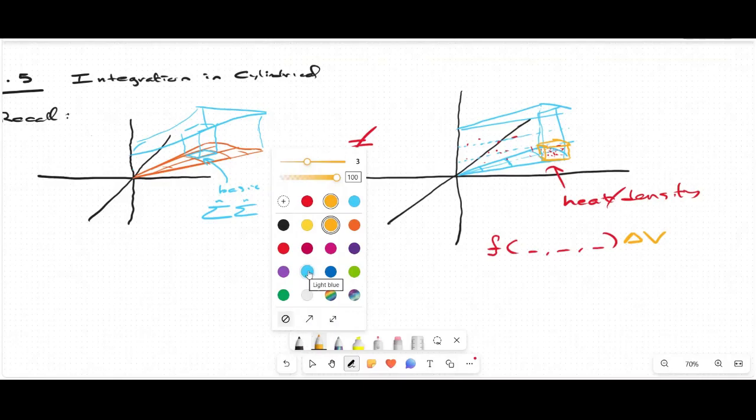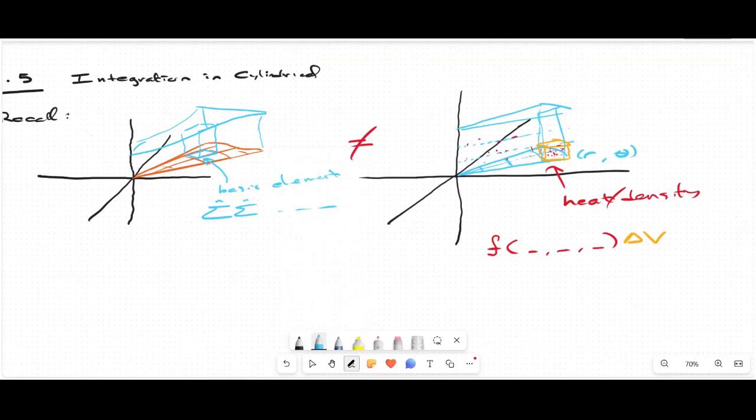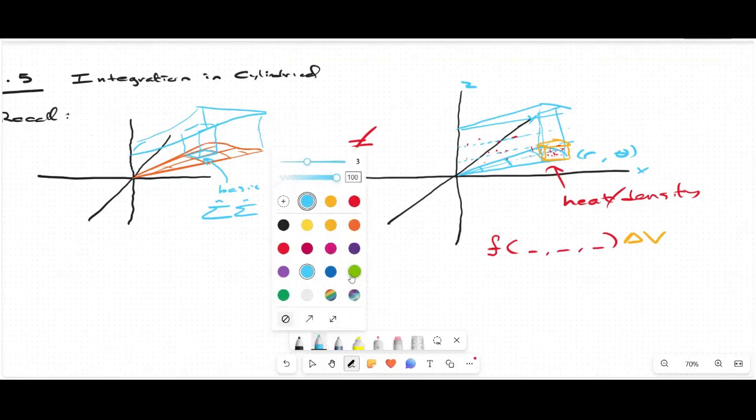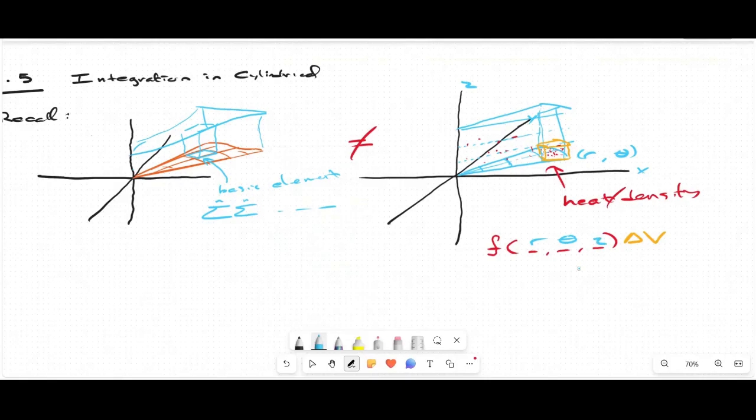And in cylindrical coordinates, we have an r and a theta in the xy plane. But then in the third direction, we still just preserve the z. So we'll have an r, a theta, and a z. And the delta V, well, in the base, we've got this approximation of area that's represented by r delta theta. And then we have a height, delta z.